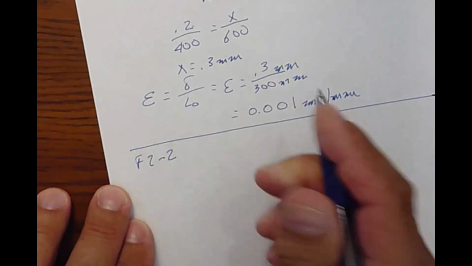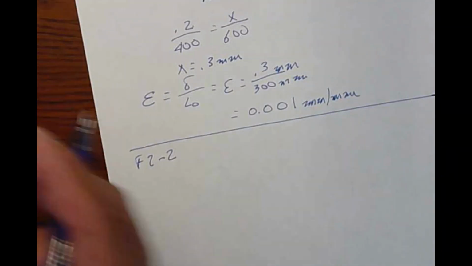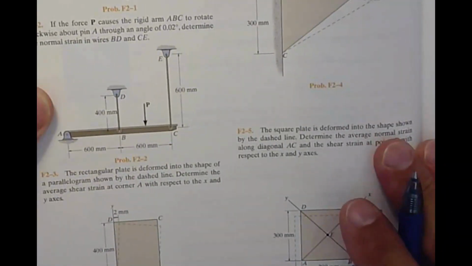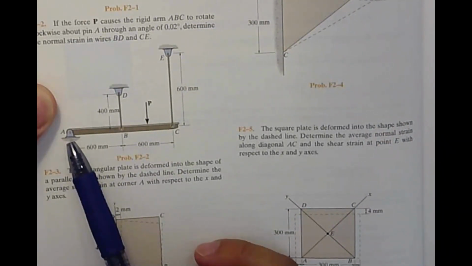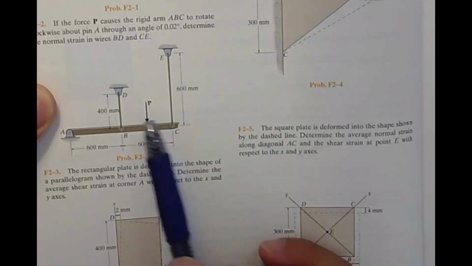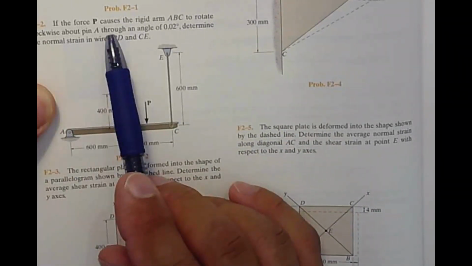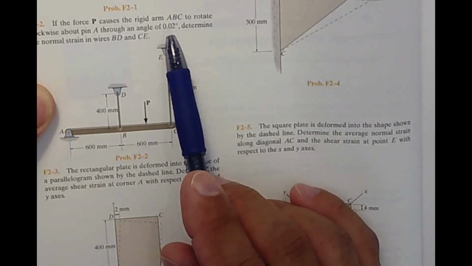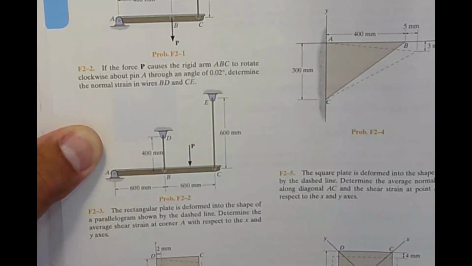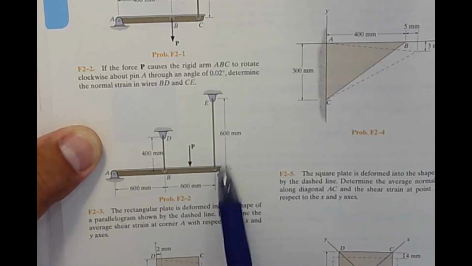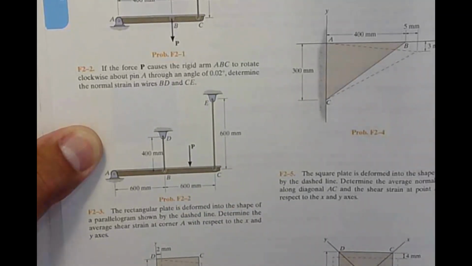Let's look at F2-2. A little more complicated, not much. Again, I'm going to use the picture in the book right here. So we have another rigid arm pinned at A and supported at B and C with cables. Now, in this case, we're going to rotate clockwise about pin A through an angle of 0.02 degrees. And they want us to determine the normal strain in the wires BD and CE. And there's a load here. We don't care about the load in this case. All we're interested in is that strain.